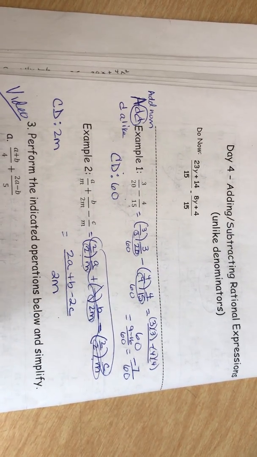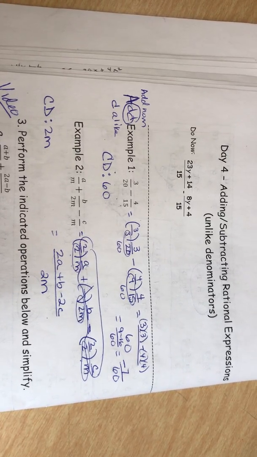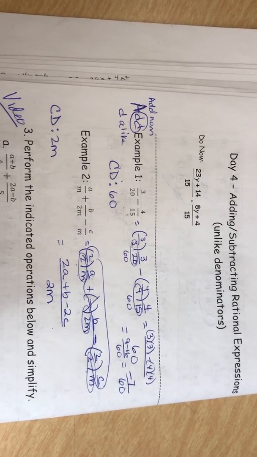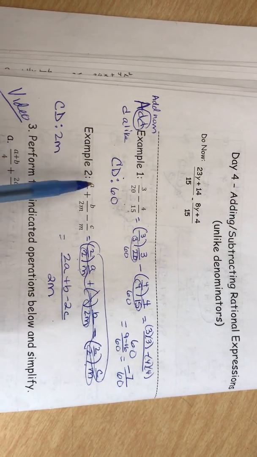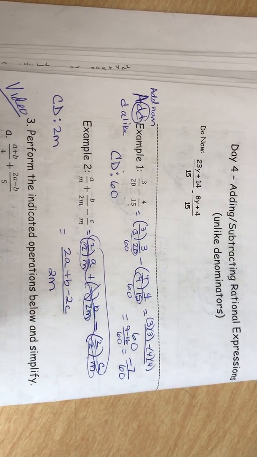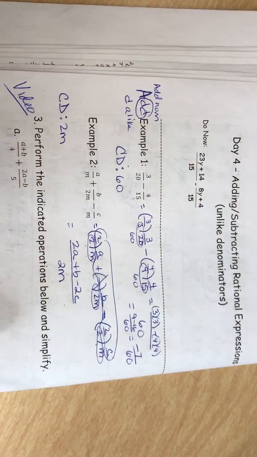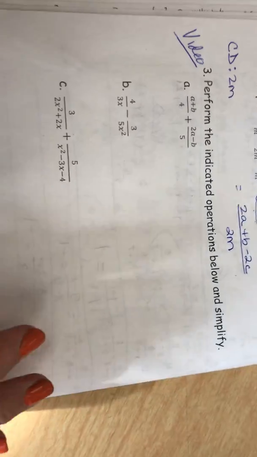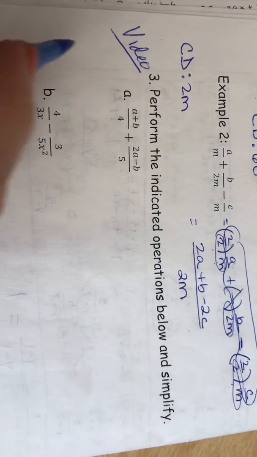Okay, finishing up on day 3 where you were adding and subtracting rational expressions with like denominators. I did the first 2 examples with you in class to show what happens with unlike. So we're going to go ahead and do unlike now for day 4, starting with example 3.